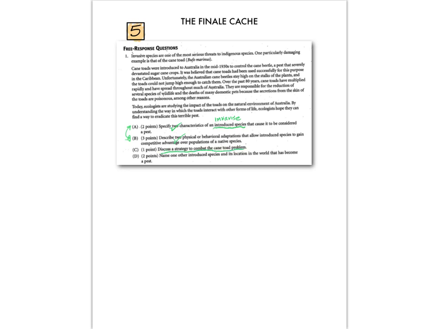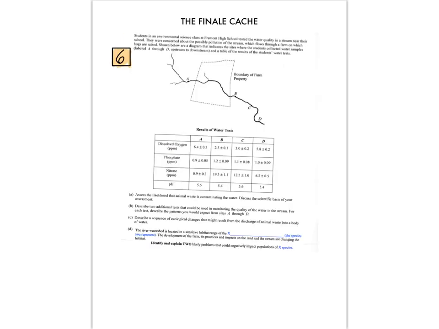How do you stop them? That doesn't take a lot of work. You could probably figure that one out. Name another introduced species. Almost the same set of questions as a zebra mussel. So some of these are doubles for good reason.